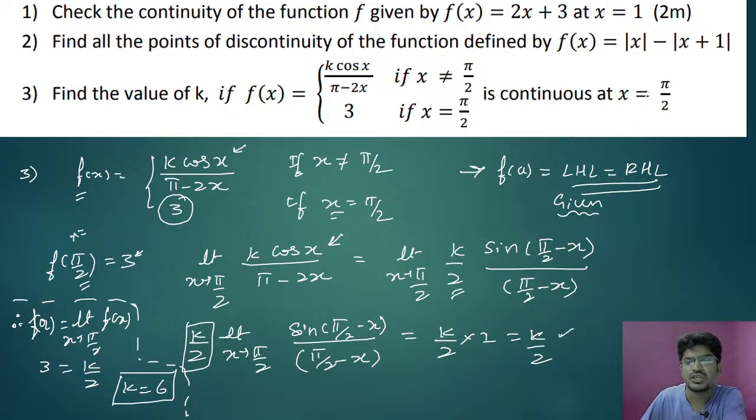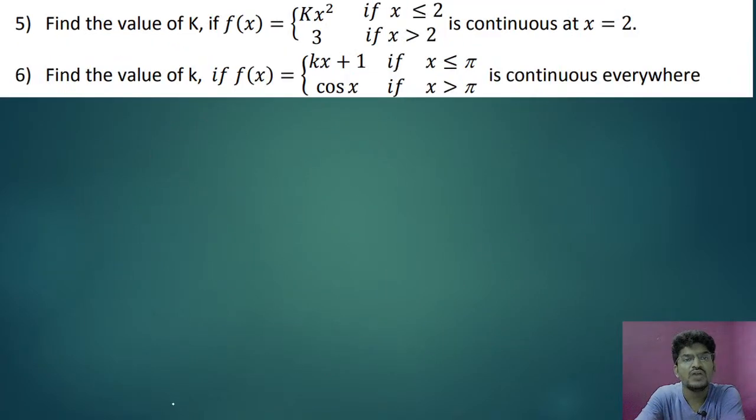So you got k by 2 equal to 3. If k by 2 equals 3, k equal to 6 will be the answer. Now you can go for problem number 5. So you can see the problem number 5, that is, find the value of k.